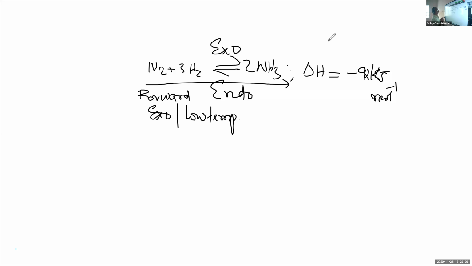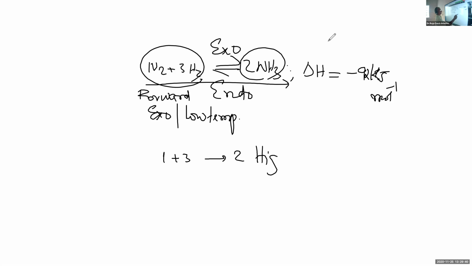Now, pressure. On the left-hand side, total number of molecules, 1 plus 3. On the right-hand side, total number of molecules, 2. When we want the forward reaction, that means a decrease in the number of molecules. To shift the equilibrium to the side where there is less number of molecules, high pressure is favored. So the favorable conditions are high pressure and low temperature. That is choice A.